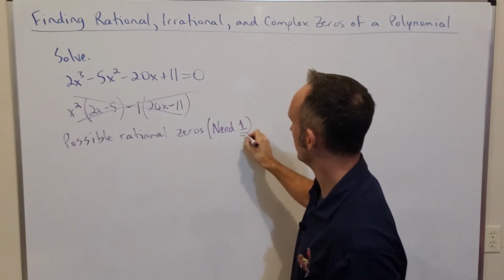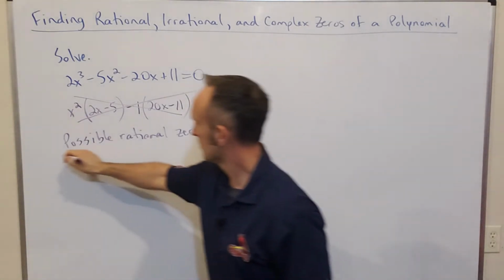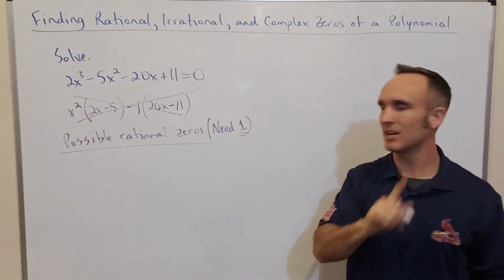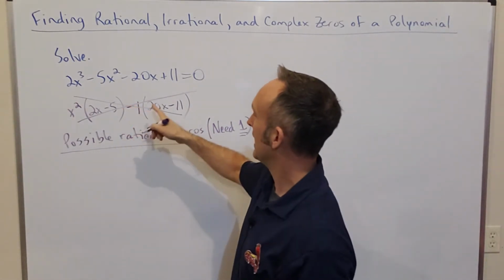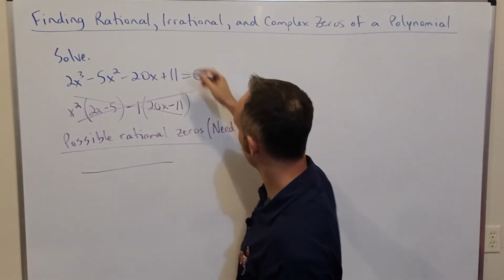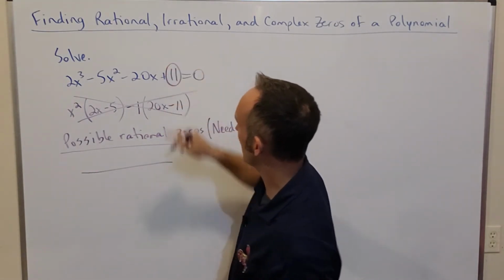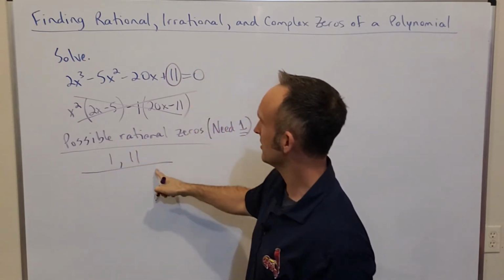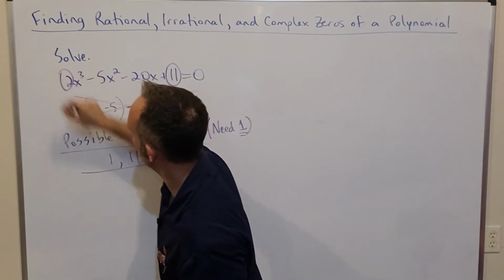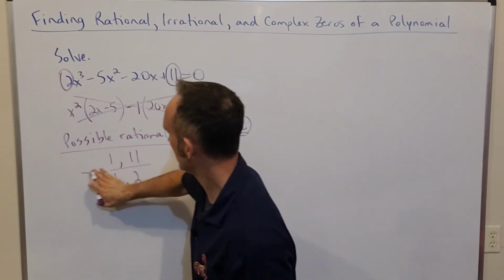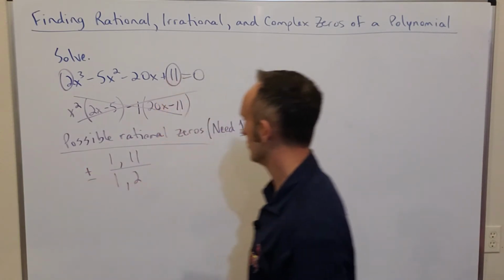I need 1, okay? There might be more than 1 from this list that works, but I don't care. I'm just going to stop when I find 1. So I need to look at my numerator. My numerator can be any factor of 11. So that's 1 or 11. My denominator can be any factor of 2. So that's 1 and 2. And of course, I could have plus or minus any of those.